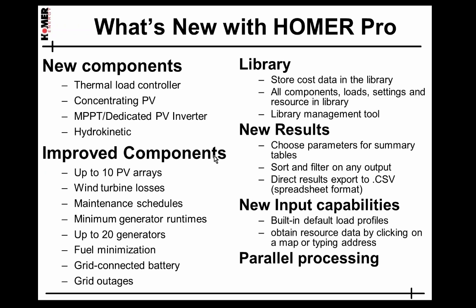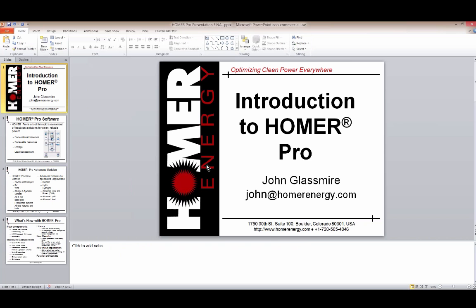Whereas HOMER 2 only provided libraries for components, we now also offer libraries for loads and resources. We're working with manufacturers to fill out the library with as many makes and models as possible. HOMER Pro also features new results, outputs, and new data input tools. It has parallel processing for rapid analysis and enables you to develop models more quickly, in many cases up to 3 times faster. So with that brief introduction via slideshow, I'll switch over to the HOMER software itself.